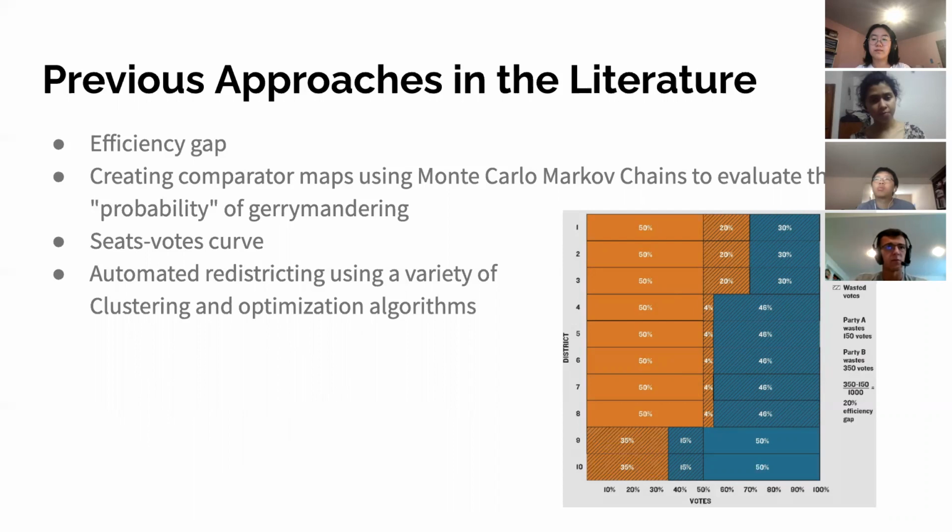Additionally, there's been some research done at Duke, actually, on Monte Carlo Markov chains to evaluate the probability of gerrymandering, the Mattingly group. And there's a team out of Haverford that utilized automated redistricting using Bernoulli tessellation and other clustering and optimization algorithms. Though both of those focus on the likelihood of maps and creating fair and relatively compact districts without considering electoral data.